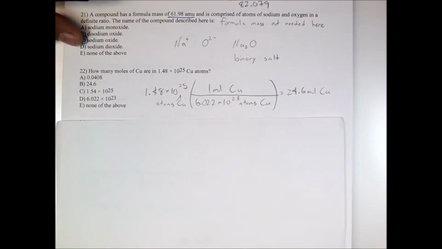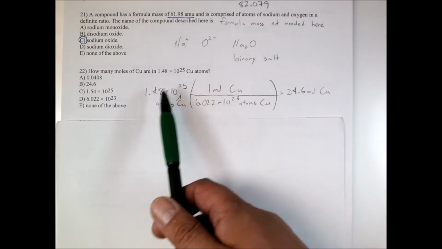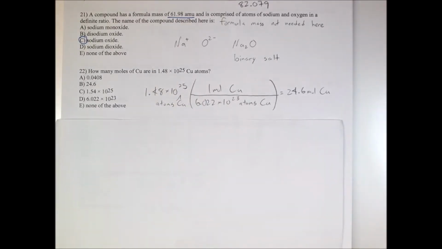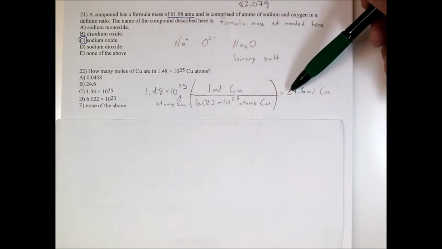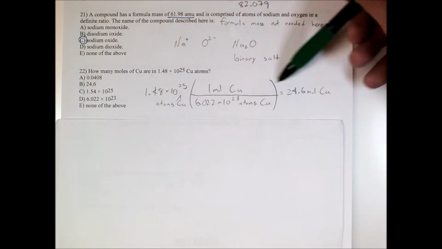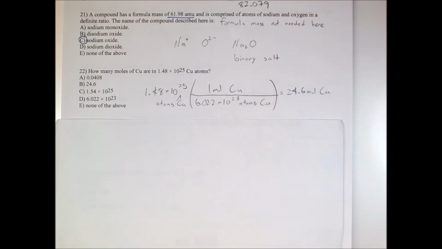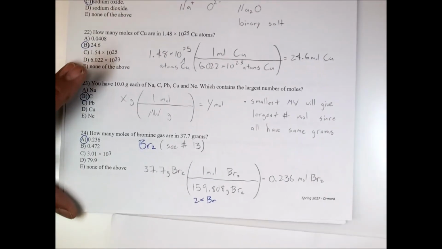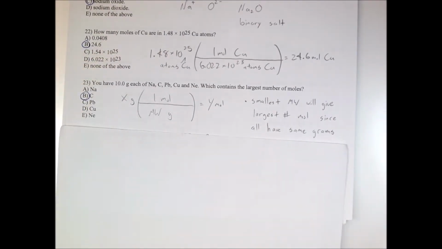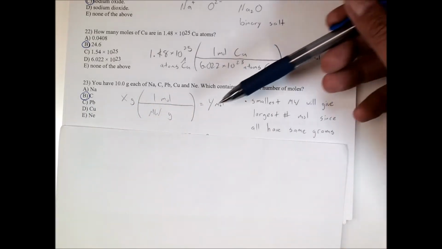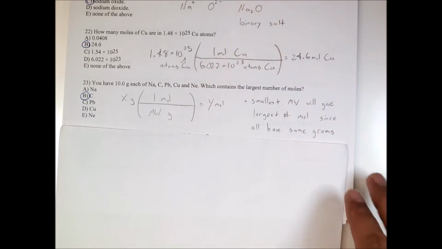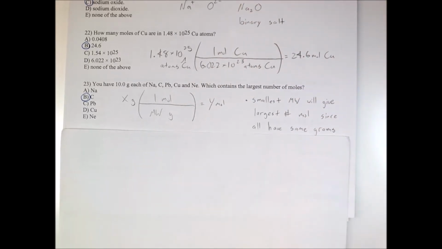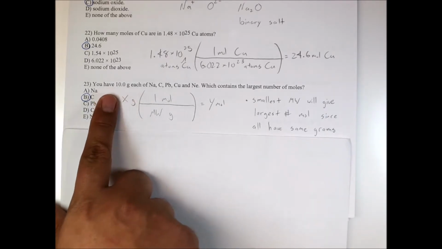All right, next one here, how many moles of copper are in this many atoms of copper? So here we just go ahead and divide by Avogadro's number because we have that many per mole. And I get 24.6, which makes B the correct answer. All right, next one here. We have 10 grams of each. So recall that the way we calculate moles is typically by dividing by the molecular or atomic weight. And it works out where the smallest molecular weight or atomic weight will give you the largest number of moles because they have the exact same mass for each.